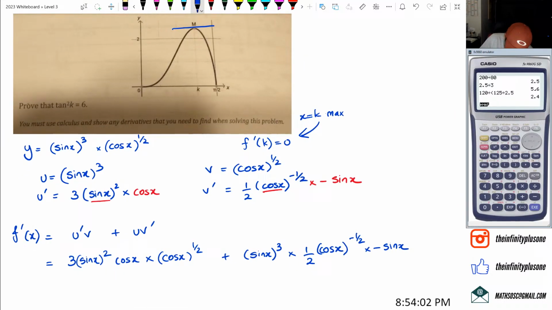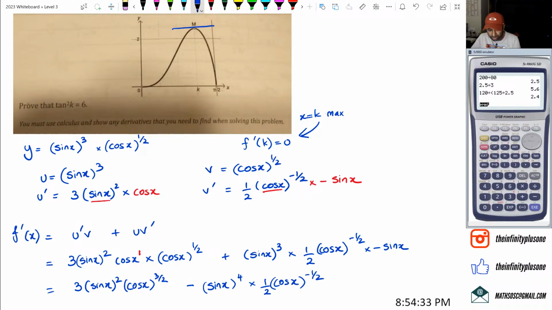The next thing is I'm just going to tidy this up a little bit. So I've got 3 sine x squared. Now cos x has a power of 1 here. 1 plus a half is 1.5 or 3 over 2. So I'm going to write this as cos x to the 3 over 2. This will become minus sine x to the power of 4 times half cos x to the power of negative half. I'm going to pause there to ask if there are any questions before carrying on.